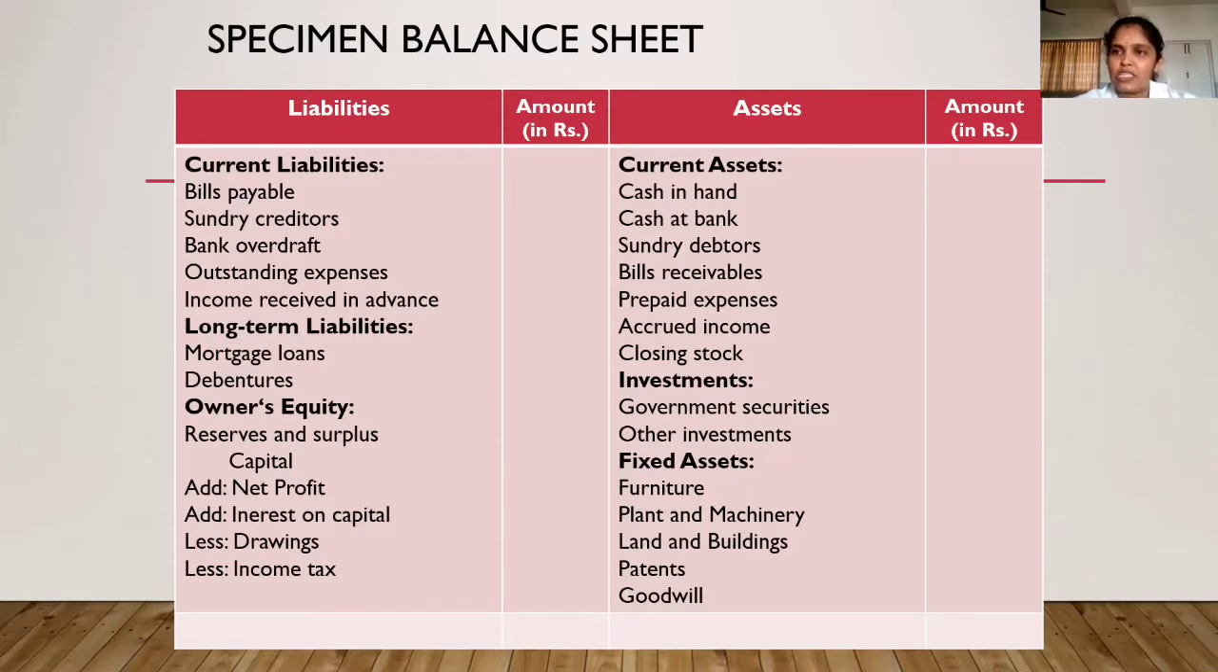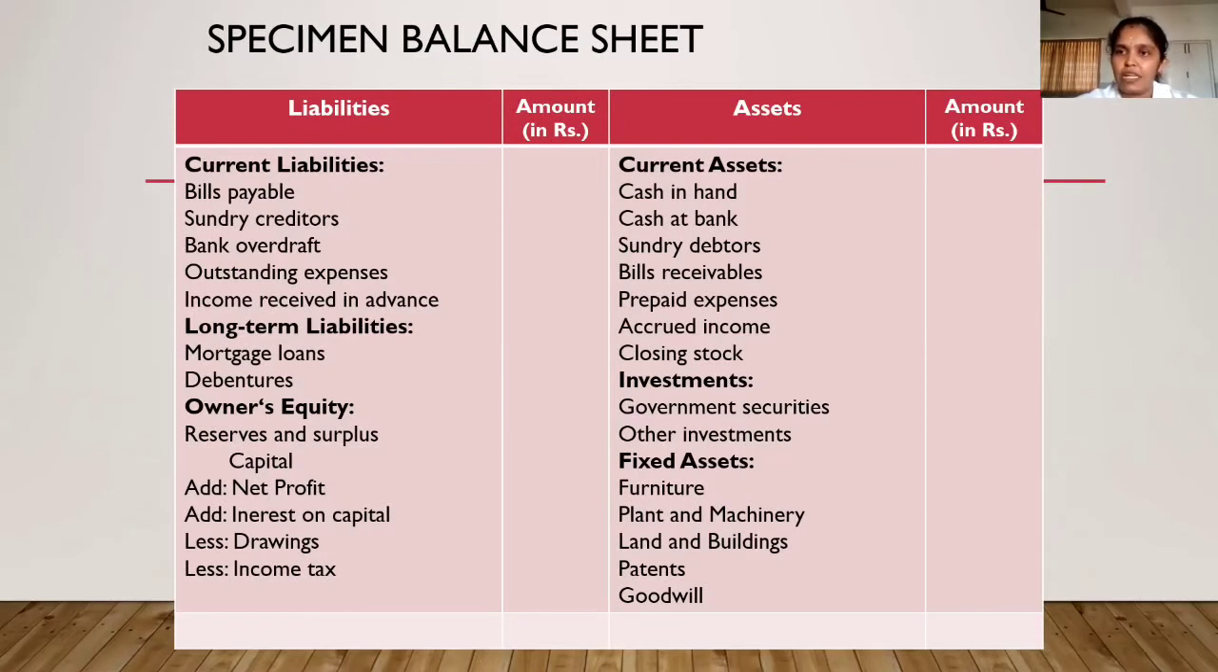Like current assets, which should be collected quickly, current liabilities are the amounts that we have to pay within one year. The examples for current liabilities are bills payable and creditors, bank overdraft, outstanding expenses, and income received in advance, which will also be considered under the liability side. And long-term liabilities are the loans that we have borrowed from the bank or from any other person, and debentures will also be included in the long-term liabilities.